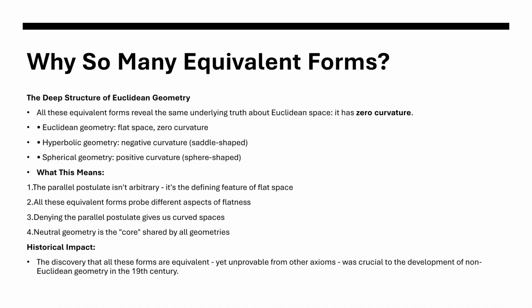Modern geometry gives us a modern perspective. We understand that we have neutral geometry, which is the core in the world of geometry. With the parallel postulate, we choose which geometry: Euclidean versus hyperbolic. And the equivalent forms are different manifestations of the same choice.